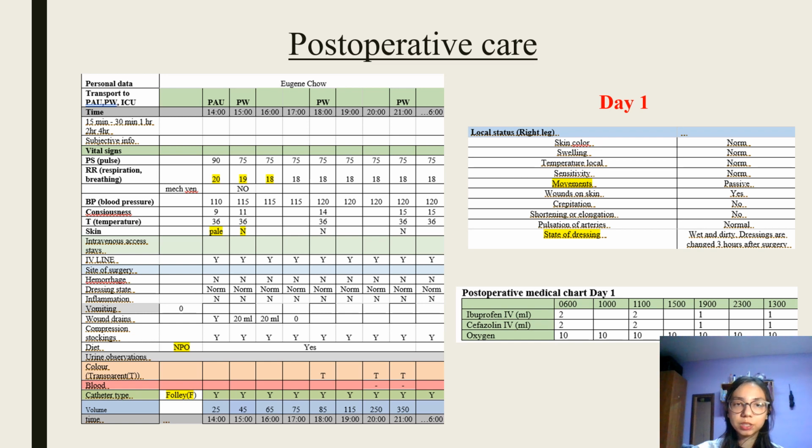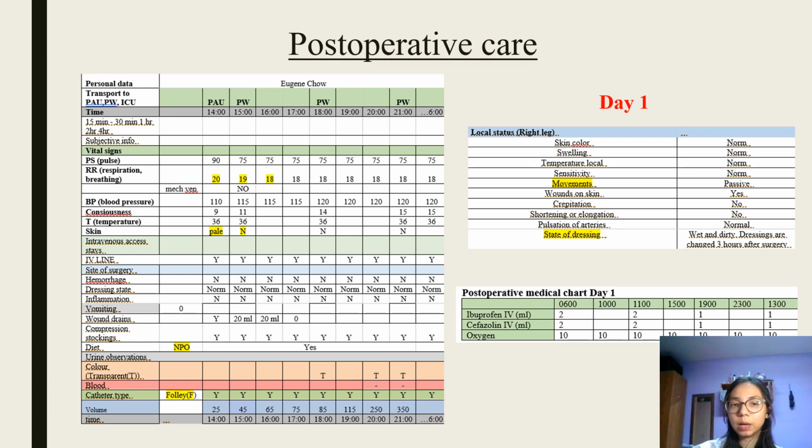Next is the post-operative care of the patient, the first day. Right after finishing the surgery at 2 p.m., his pulse gradually decreased from 90 to 75, within the normal range. His respiratory rate also decreased from 20 to 19 and 18 and was stable for the rest of the day. The blood pressure was measured at 110, slowly increased to 115, and back to 120, stable. Consciousness level right after the surgery was 9, then slowly increased to 11 at 3 p.m., then 14 at 6 p.m., and slowly back to 15. His skin was pale right after the surgery and normal 1 hour after the surgery.